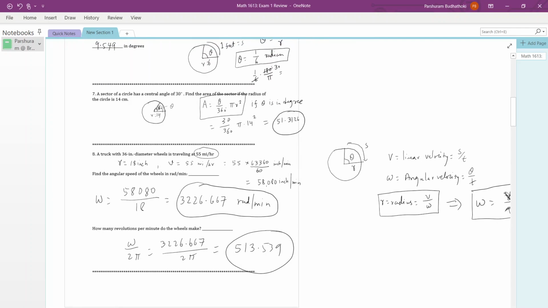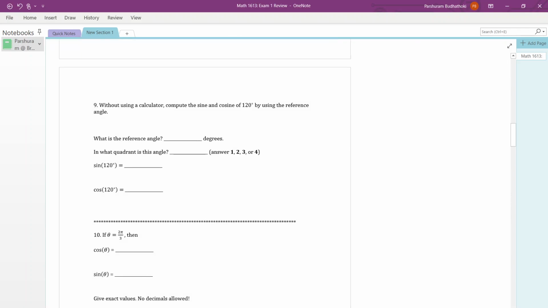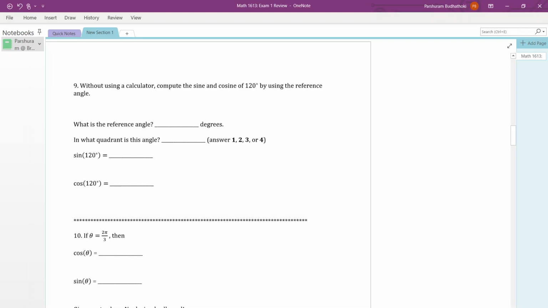So let's go to the next problem, problem 9. Without using a calculator, compute the sine and cosine of 120 degrees by using the reference angle. So for this problem, you have to understand the meaning of reference angle. The reference angle is the angle made by that line, whatever angle we're talking about here. In this case, it's 120 degrees.